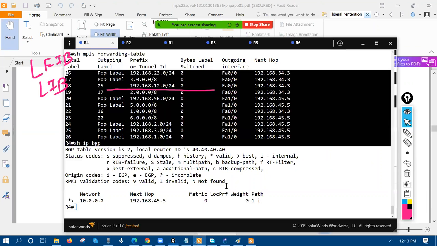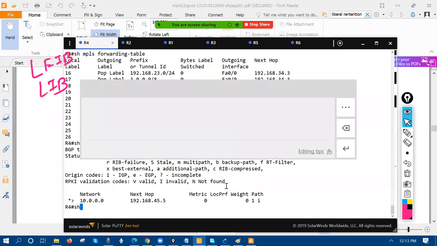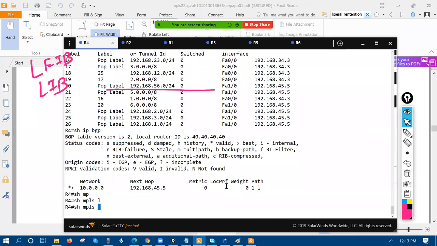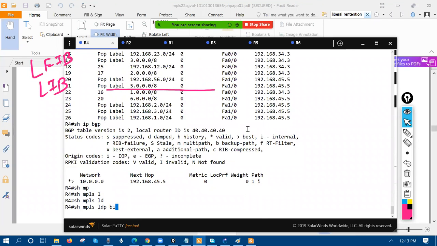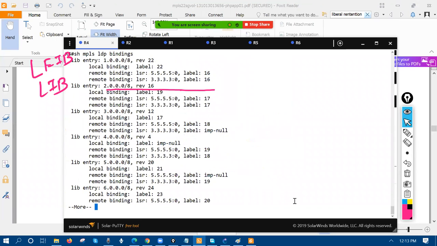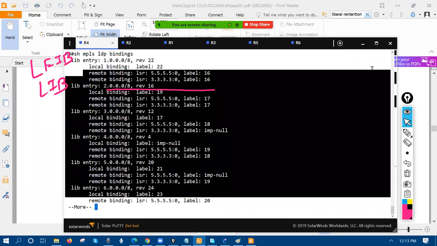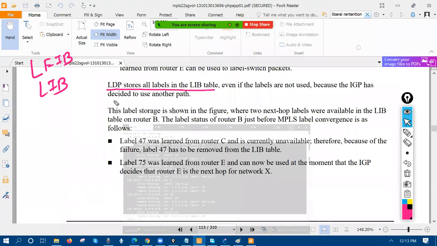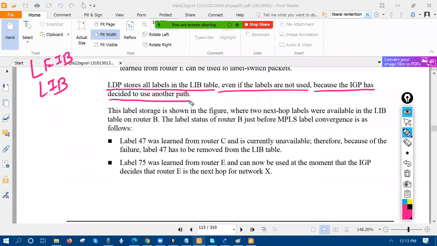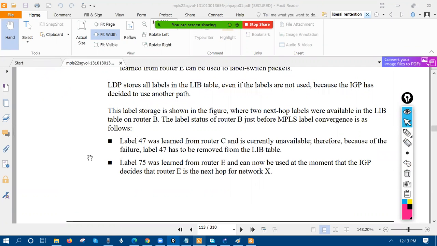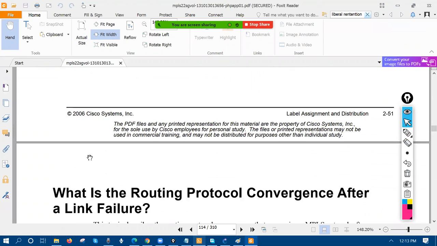So MPLS LDP binding table: best label, second best label. Even if the labels are not used, I will put that label in my database table. Why are they putting it? Just because of this. I'll show you that.